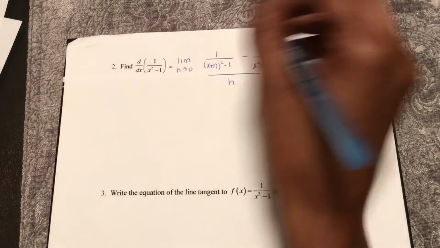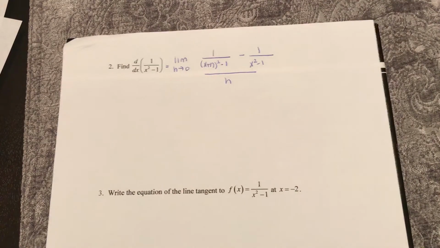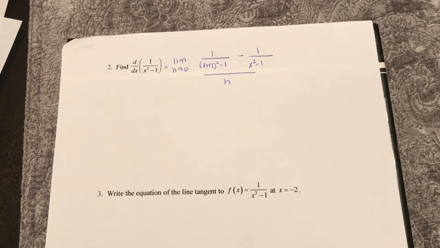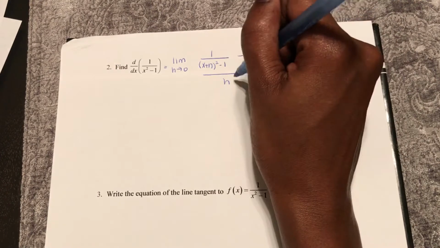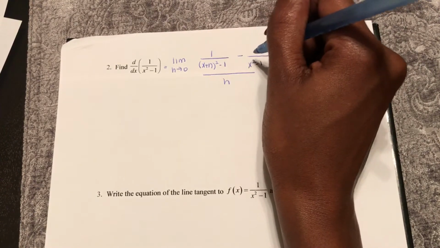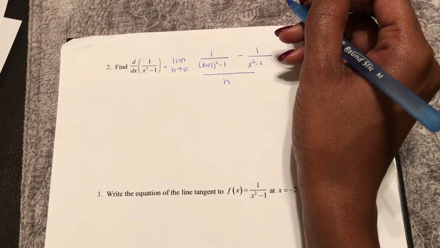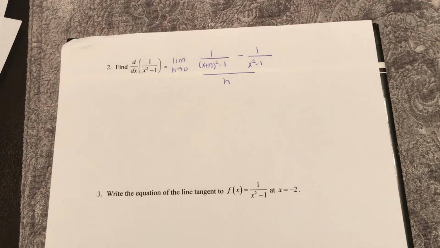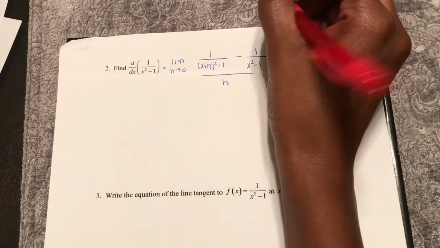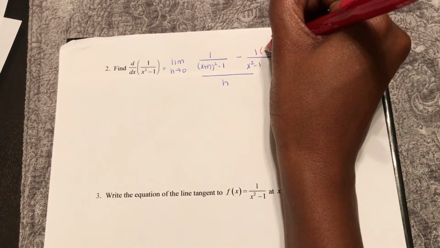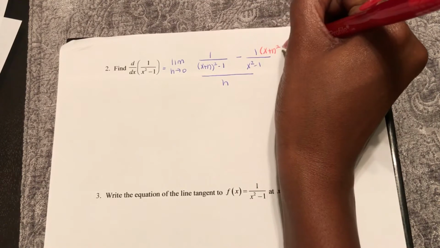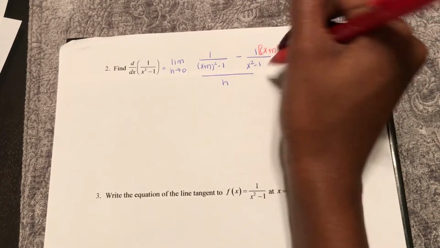So as h goes to 0, this is an indeterminate form. So I need to simplify this crazy rational expression. So here I can get some common denominators. x plus h squared minus 1 is the first denominator, so I'm going to multiply this by x squared minus 1... x plus h squared minus 1 on top and bottom.